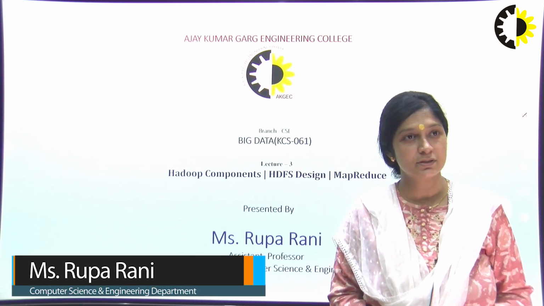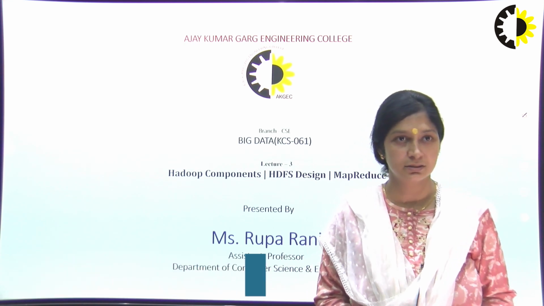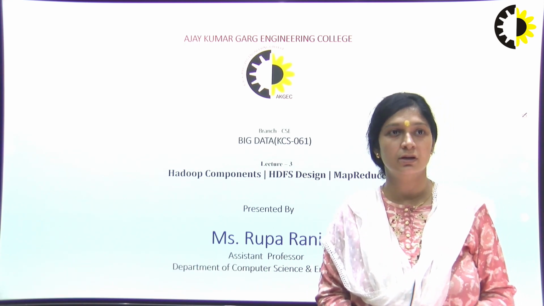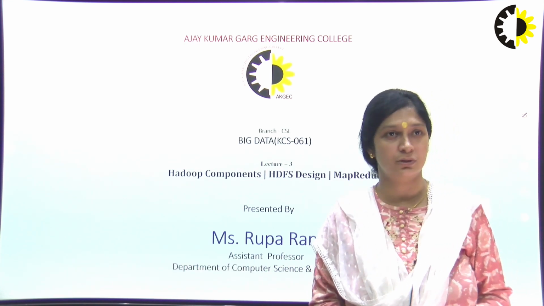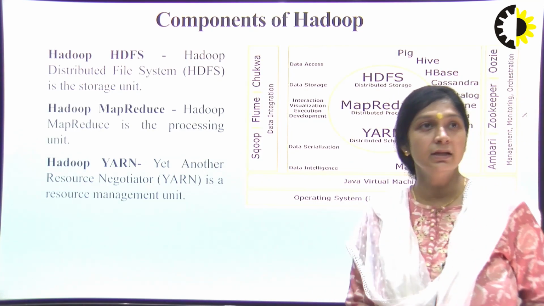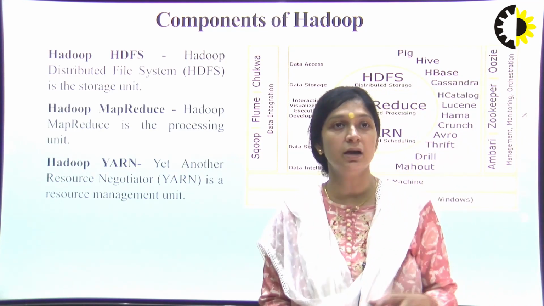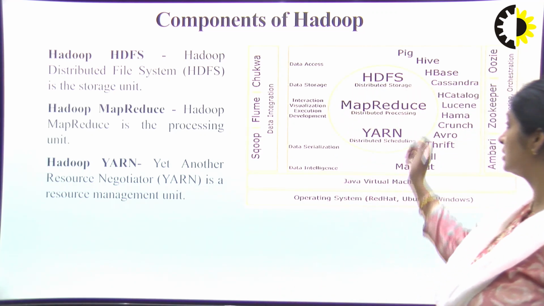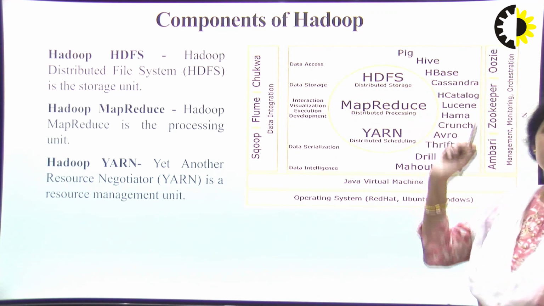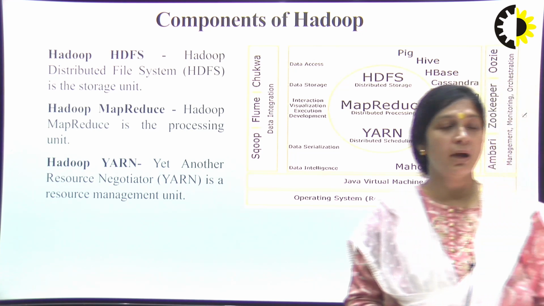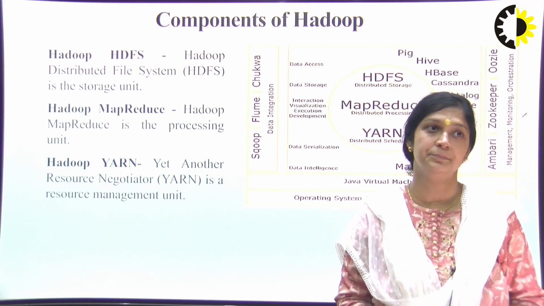Today, I'm going to describe the Hadoop components, and we will discuss the HDFS design and MapReduce both in components. There are basically three components of Hadoop, as you can see in the circle. First, HDFS, second, MapReduce, and third, Yarn.